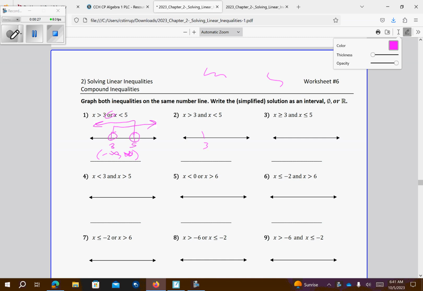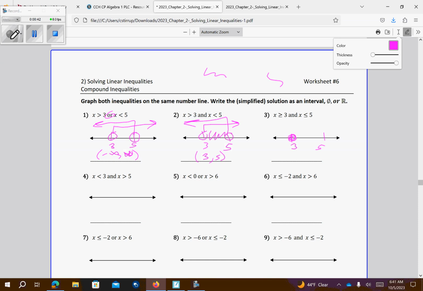And on this one, I have a 3, and then I have 5, so I want greater than 3, less than 5. This one, I want overlap, which is here, so it's going to go between 3 and 5, both parentheses because they're open dots. Then I'm going to go from 3 to 5.